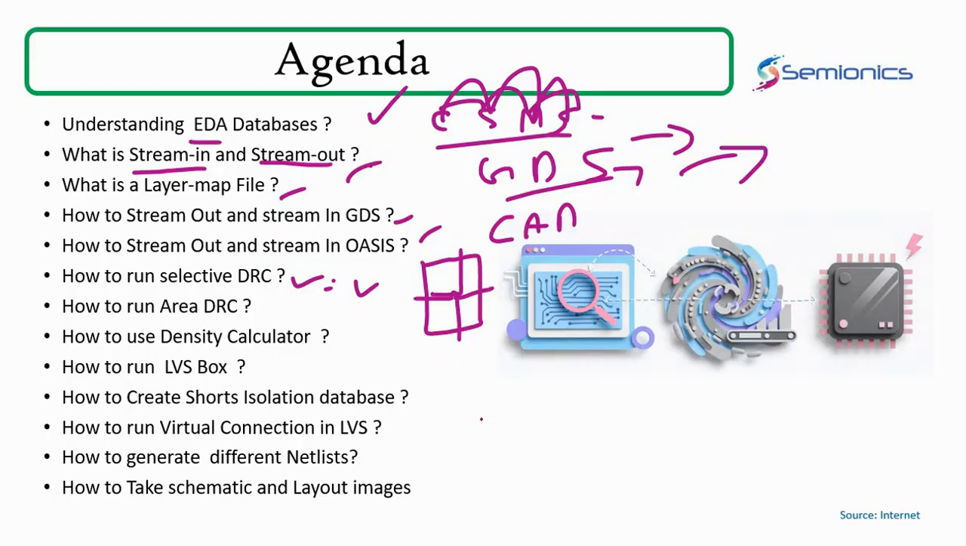Okay, so this is what it is. And then area DRC. We know that whenever you're dealing with larger designs, every time you give a run, hierarchical or flat, it takes a lot of run time. It eats up a lot of your time. So how do you select a particular portion of your design and run DRC on that itself?